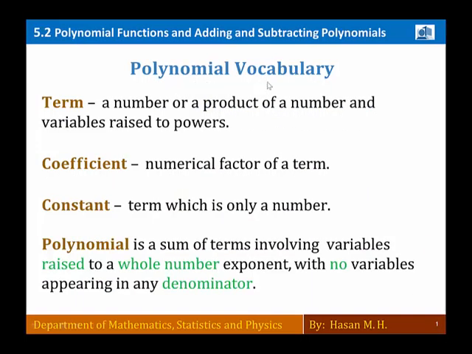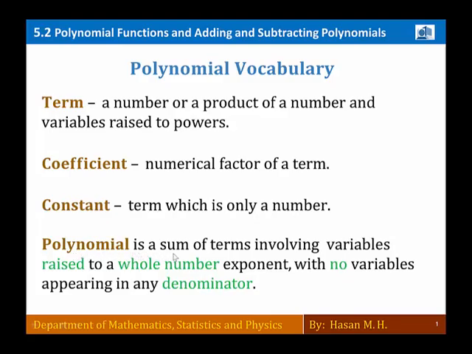Polynomial vocabulary. Term: a number or a product of a number and variables raised to powers. Coefficient: numerical factor of a term. Constant: term which is only a number.